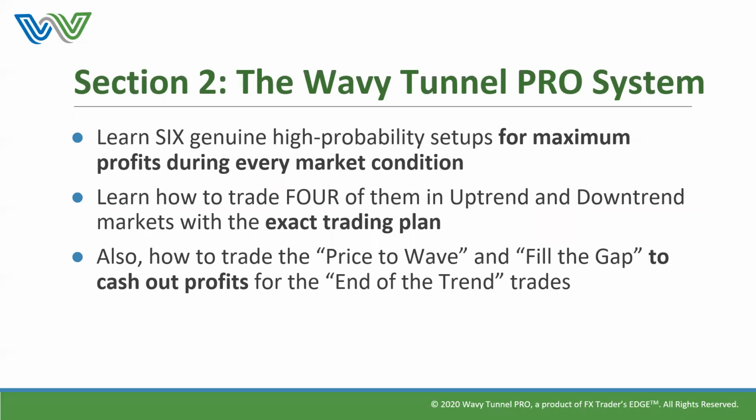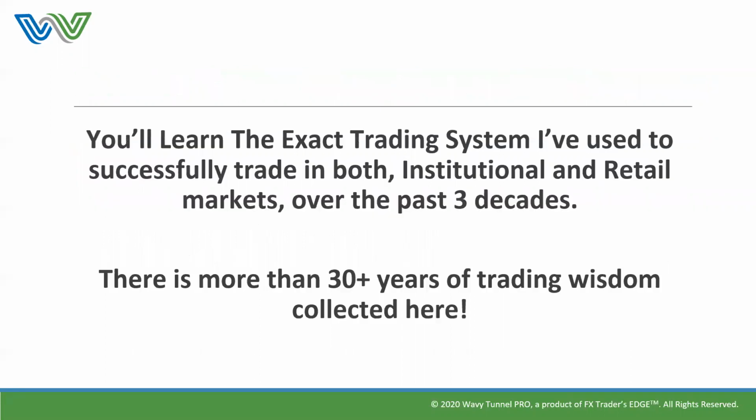Section 2, the Wavy Tunnel Pro system: as we just said, you're going to learn 6 genuine high probability setups for maximum profits during every market condition. Learn how to trade the breakout trades, 4 of them in an uptrend and a downtrend, with the exact trading plan, and also how to trade the end of trend trades, the price to wave and the fill the gap, to cash out profits for those end of trend trades. And yes, we do move our stops after we've taken the first profit target. That's a great question.